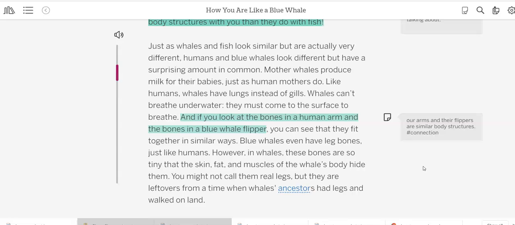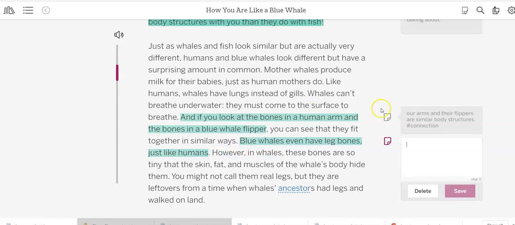Save. You can see that they fit together in similar ways. Blue whales even have leg bones, just like humans. This is something that we've got to talk about. No, because this is very interesting. And I'm going to put hashtag discuss, because this is something I want to bring in the Google discussion.